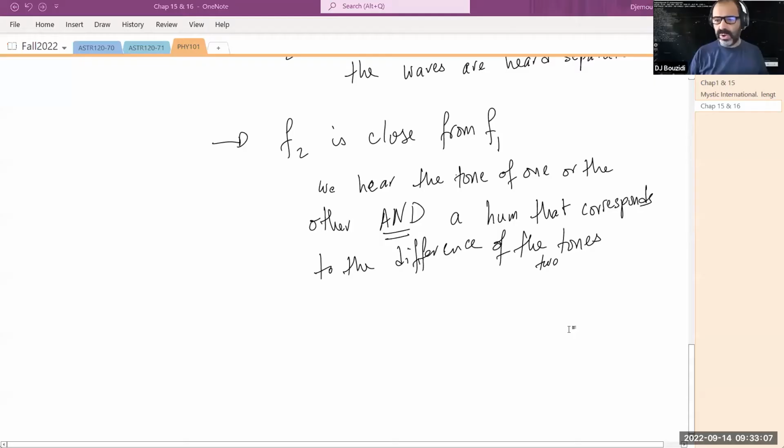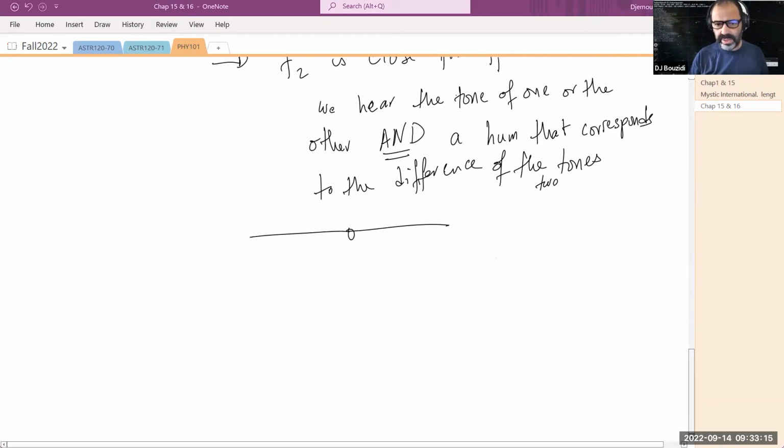So this corresponds to the beats. There is another interesting phenomenon. And by the way, this is not only true for sound, it's true for all kinds of waves too. But for sound, it's easy to understand. The other phenomenon that we need to explore in here is the concept of the Doppler effect.